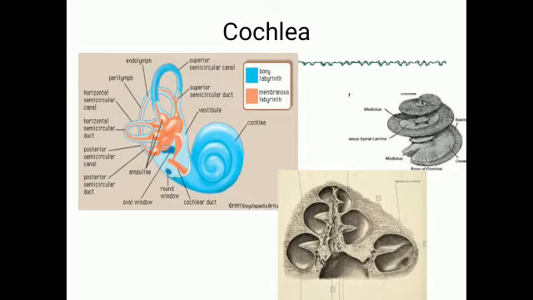The bony cochlea resembles a snail shell and spirals for about 2-3-4 turns around a bony column called modiolus. See, it looks like a snail shell, and it has about 2-3-4 turns. This turn is called the apical turn, this is the middle turn, and this is the basal turn. So it spirals around.